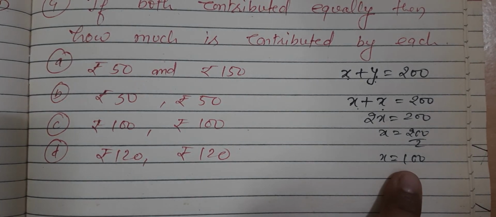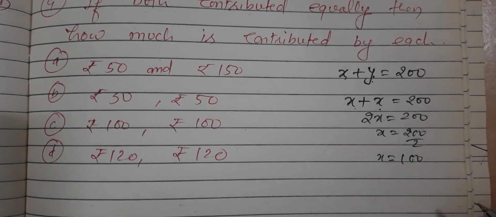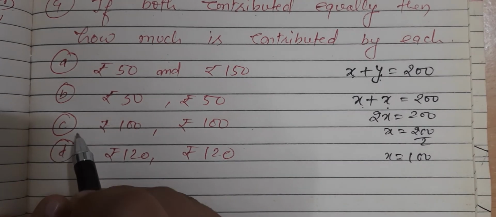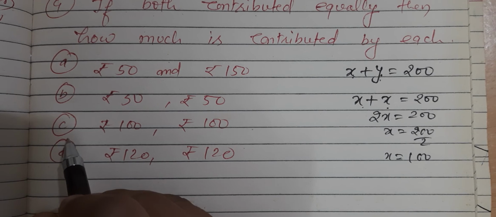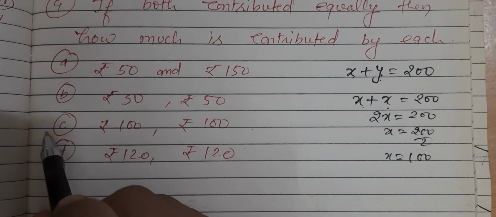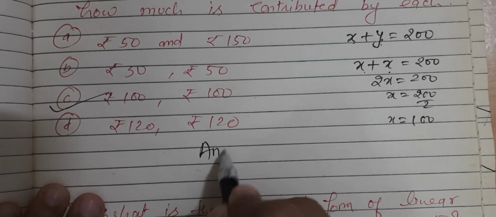And you can also check your answer. 100 plus 100 is 200. So the amount contributed by each person is 100. So the correct option is C.